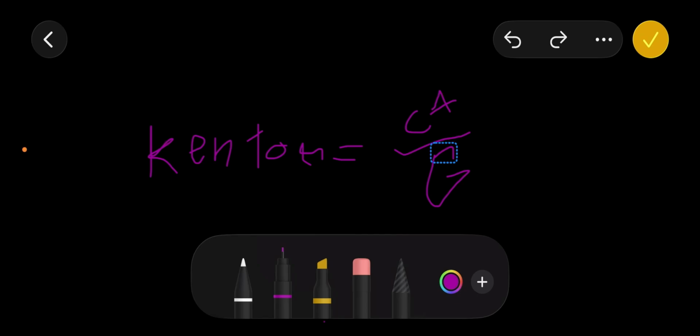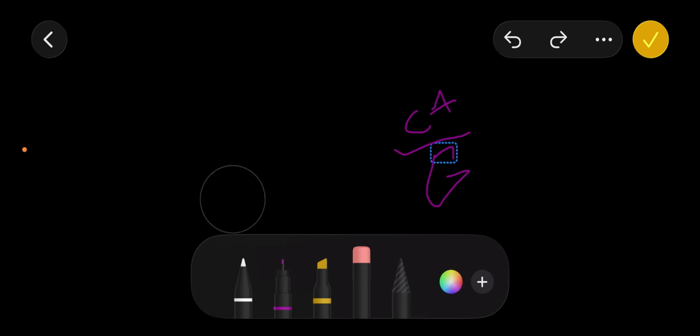But here's a tip. Don't stand too close to a Kenton or else you'll be so straight that you'll be pulled into a straight line. And this is the formula for Kenton.